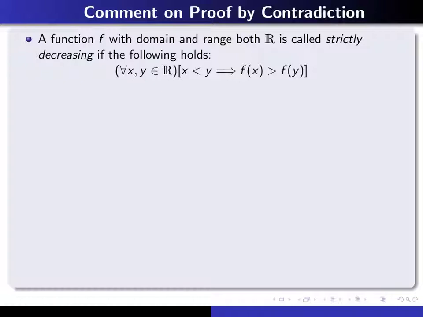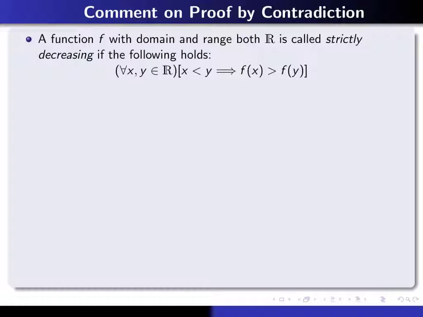If you start with a function having domain and range the set of real numbers, then we say that the function f is strictly decreasing if for all pairs of real numbers x and y, if x is smaller than y, then f of x is strictly bigger than f of y. So the question is, if you have a specific function f and you want to prove that it's strictly decreasing, you would have to prove that this statement is true.